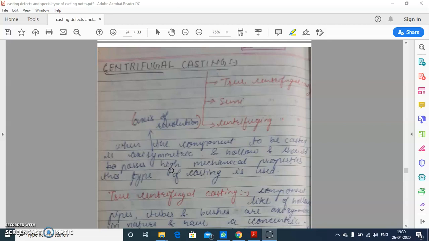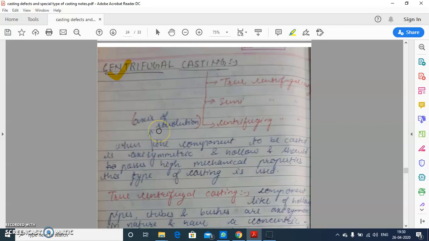In previous lectures, I have discussed slush casting and investment casting. And today I am going to discuss centrifugal casting. Why do we need centrifugal casting for making the product?